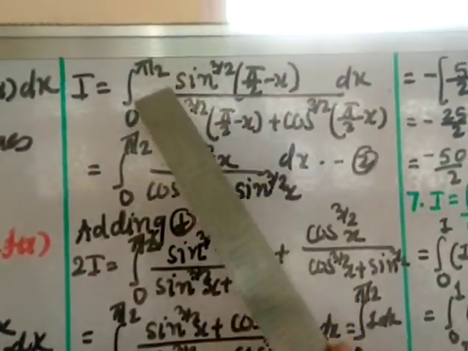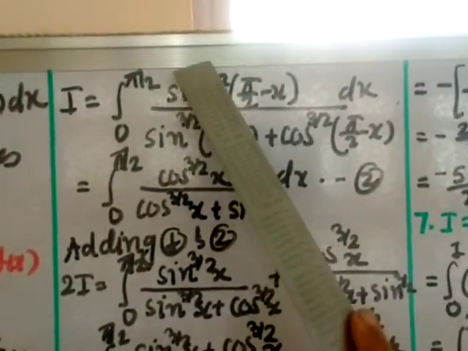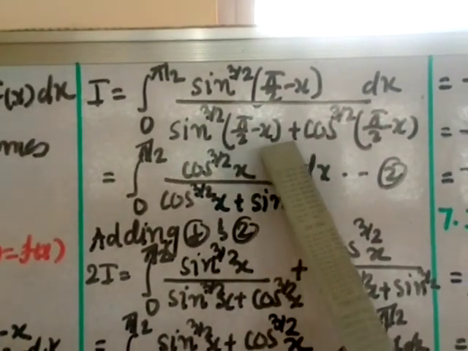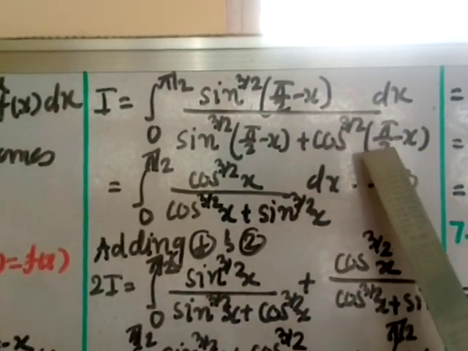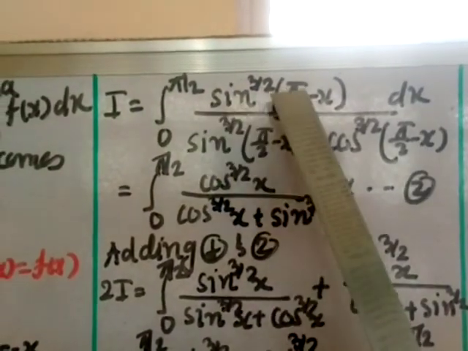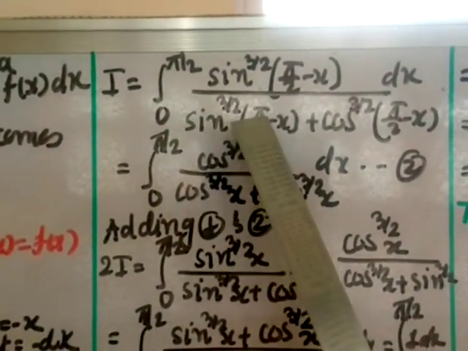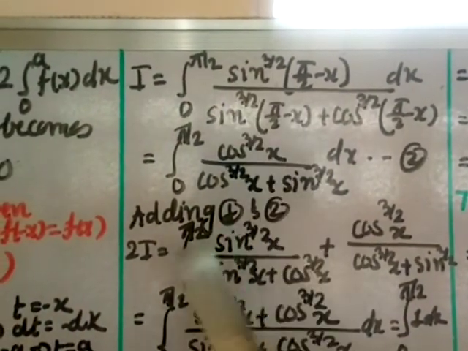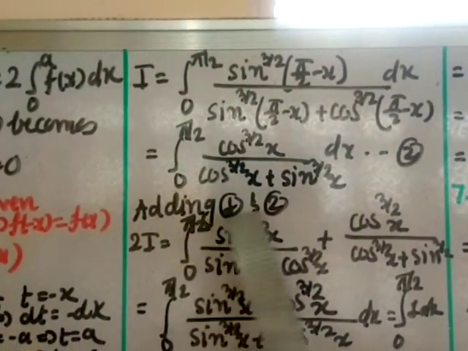So 0 to pi by 2 sine power 3 by 2 of pi by 2 minus x divided by sine power 3 by 2 of pi by 2 minus x plus cos power 3 by 2 of pi by 2 minus x dx. And sine of pi by 2 minus x gives you cos, cos of pi by 2 minus x gives you sine. Power remains the same. Now this you call number 2, so adding 1 and 2.